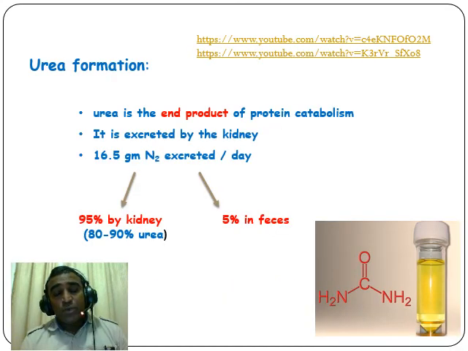Once urea is the end product, it will be secreted mostly by the kidney, that means as urine, as well as a small amount, about 5%, in the feces.